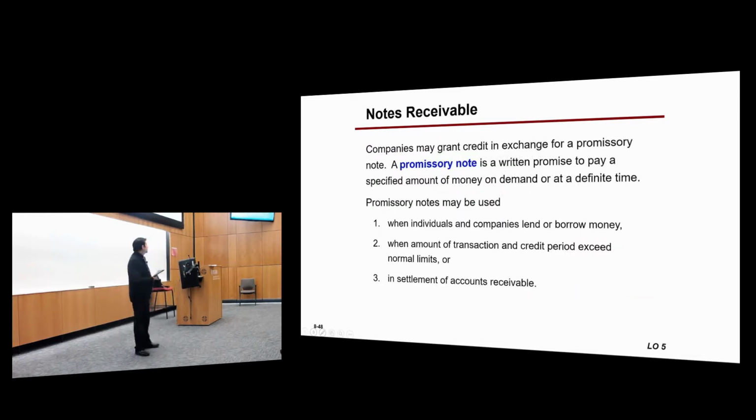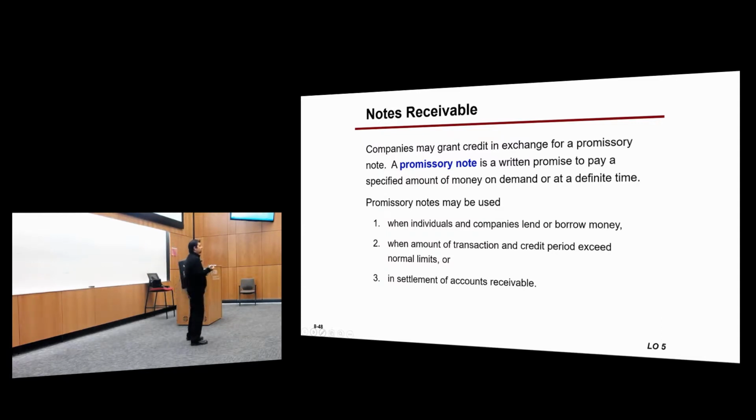Now we get to notes receivable. Notes receivable are very similar to accounts receivable, except that there's a formal promissory note that indicates the terms of this note. For instance, it will tell the amount, who issued it, and the maturity date, on which date it will mature, because there will also be interest. So they will lead to interest.